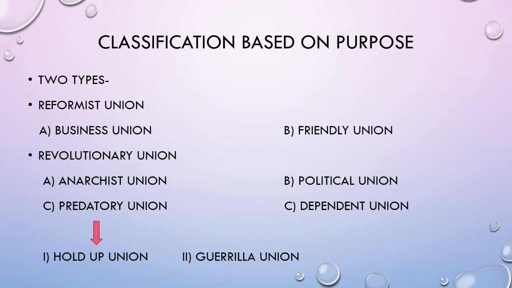In the hold-up union, the unscrupulous bosses of the workers' organization and unscrupulous employers join hands together and exploit the customers by selling their products or services at an extravagant rate. The workers, if at all, get a very small share of the profit that occurs due to the increase in price. The second is the guerrilla union.